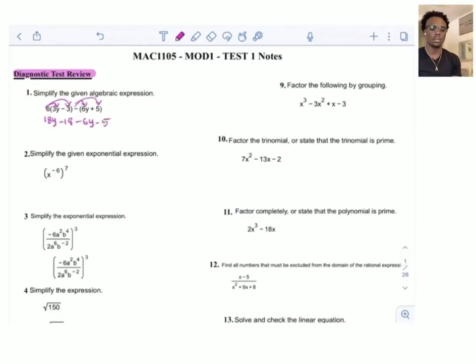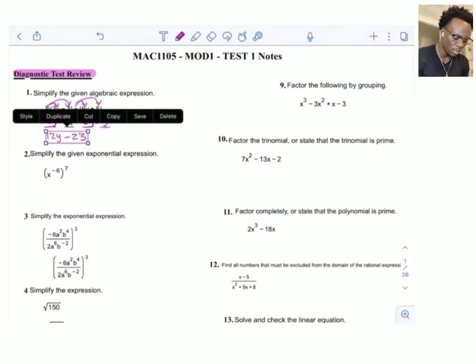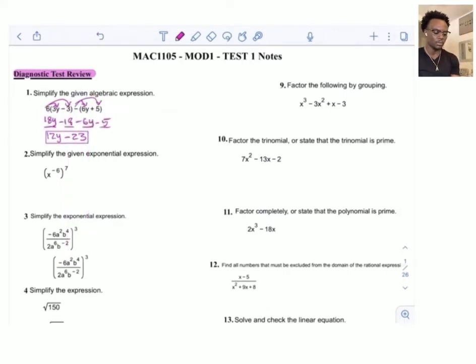And then we can combine like terms. Plus 18y minus 6y is 12y. Negative 18 minus 5, same sign, we add, so that's negative 23. So that is the simplified expression of the given expression.